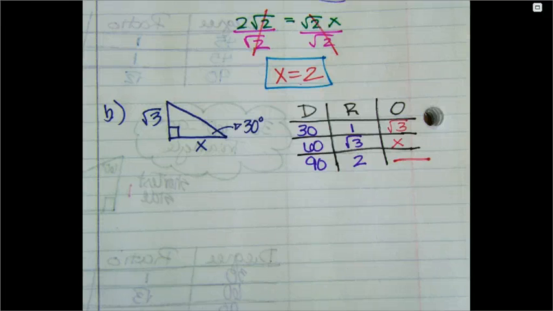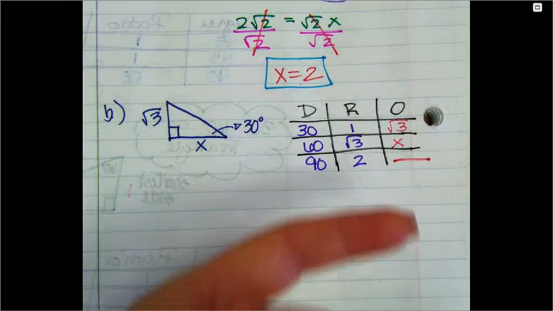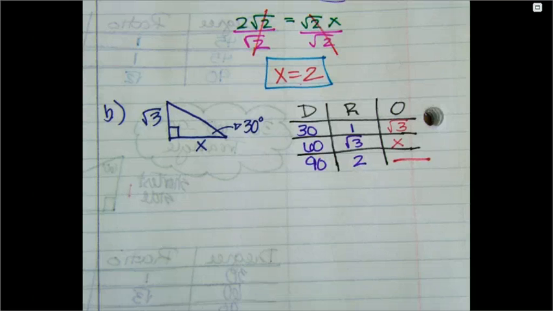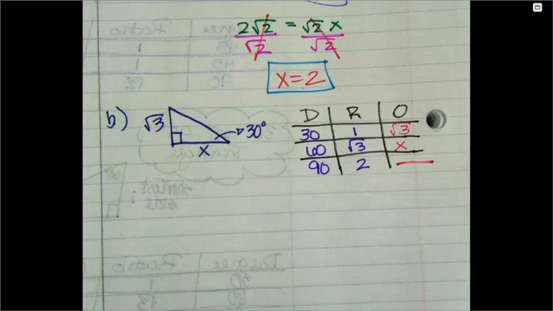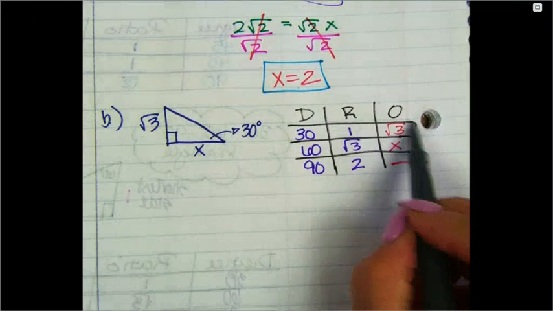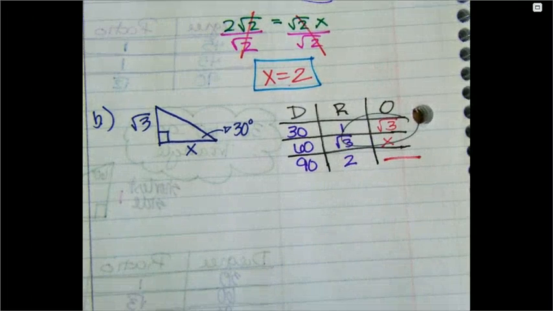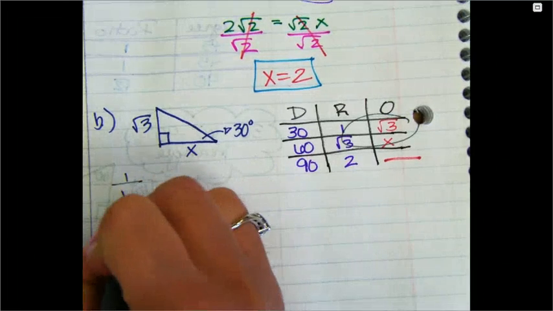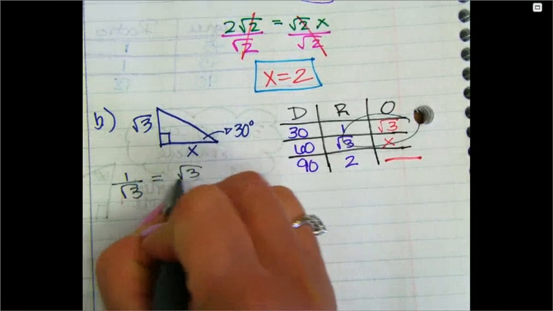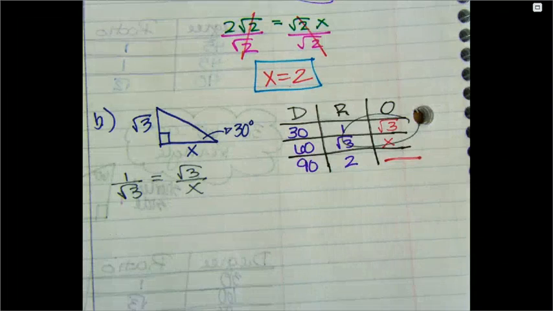Got it? Now, when I do this, which one am I going to use? What 2 degrees? 30 and 60. Why not 90? Because I don't know anything about it. So we're going to go ahead and use those. We're going to set up 1 over radical 3 equals radical 3 over x. Go solve it.